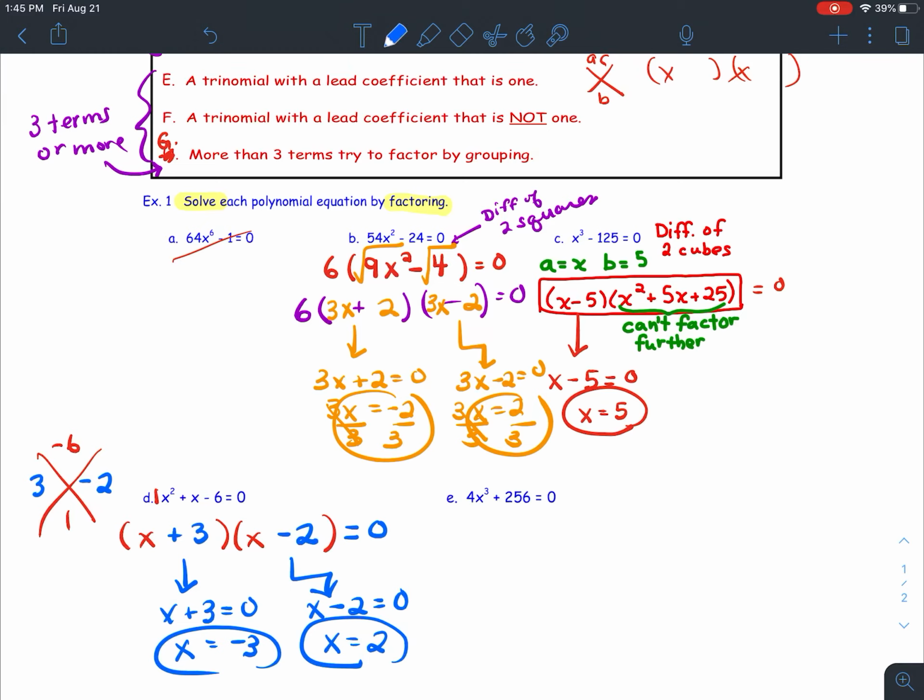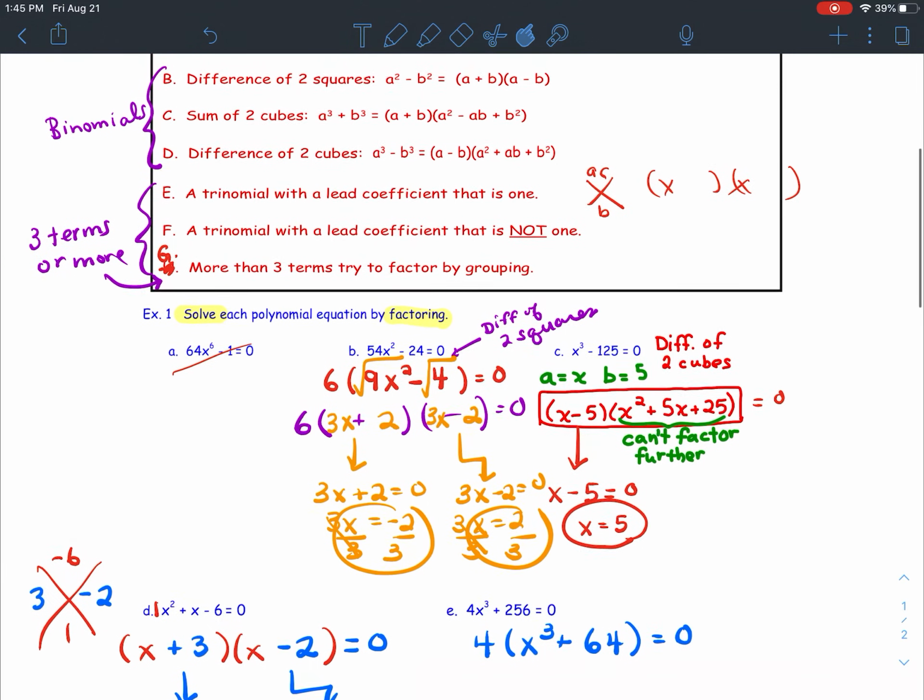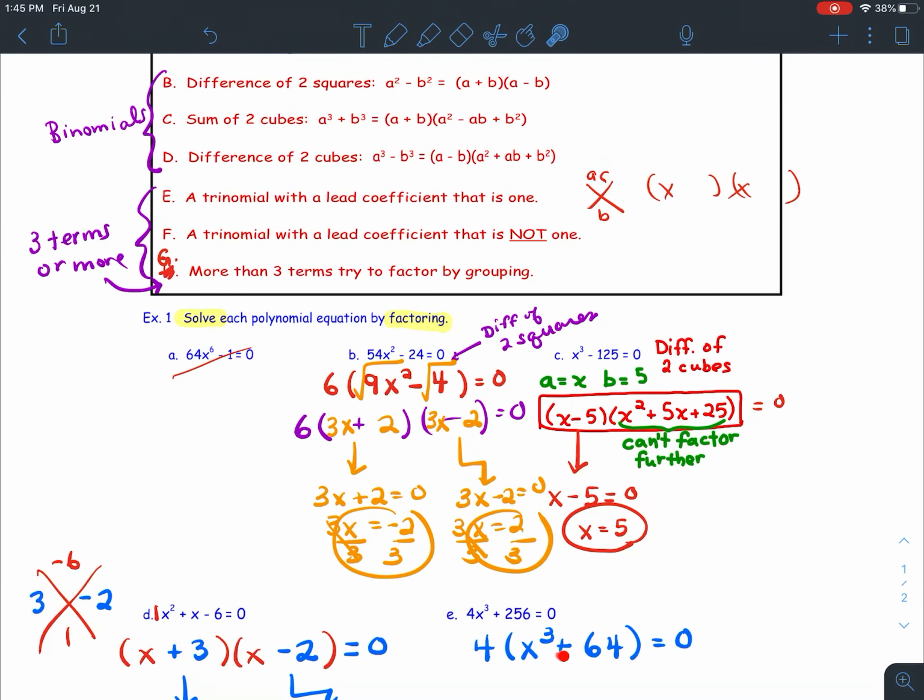Okay, and then the last one here, again, I'm going to check for a GCF. It looks like there's a 4 that we could probably remove from each of these. So I'm going to divide 256 by 4. That leaves me with a 64. Okay, I'm going to look at what type of problem I think this could possibly be. I see a sum here. Maybe it's a sum of 2 cubes.